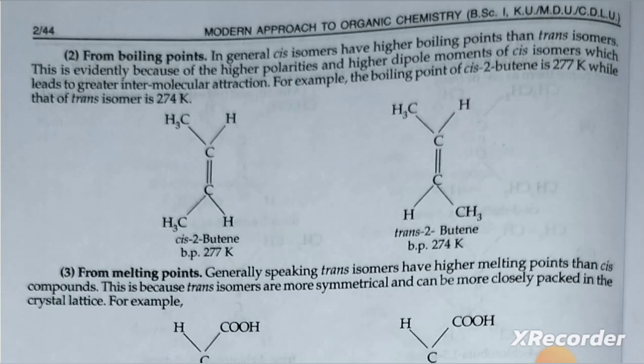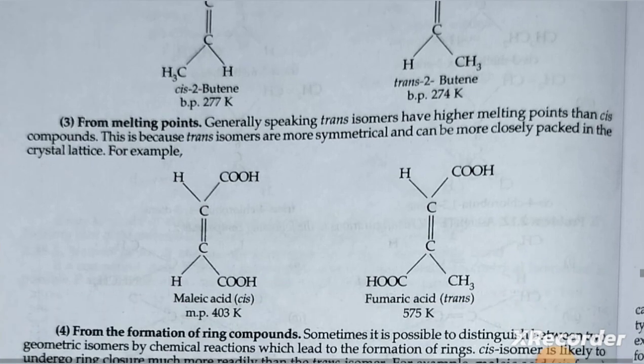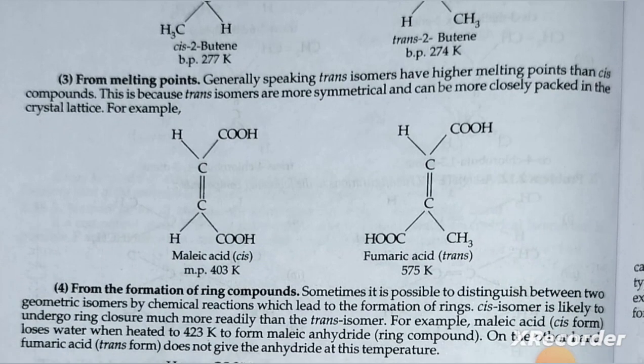Third is from melting point. Generally speaking, trans isomers have a higher melting point than cis compounds. This is because trans isomers are more symmetrical and can be more closely packed in the crystal lattice. For example, maleic acid (cis) has a melting point of 403 Kelvin, whereas fumaric acid (trans) has a melting point of 575 Kelvin.